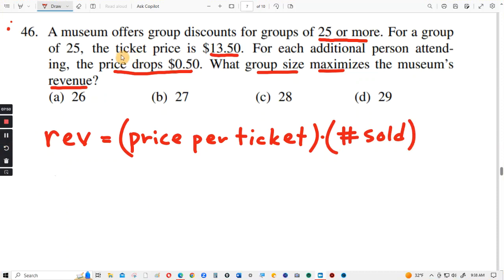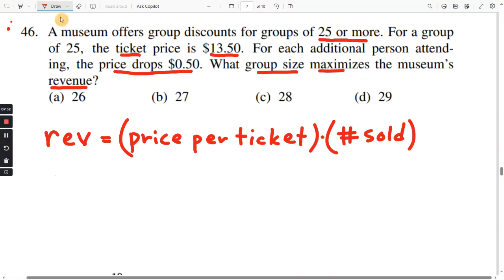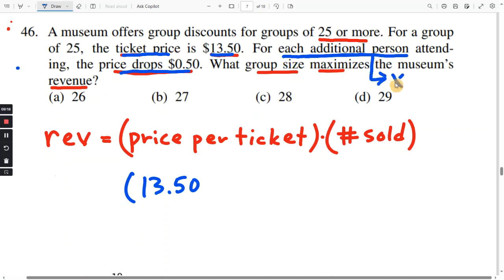All right, so it says the ticket price, I'll do it in a different color here. It says the ticket price is $13.50. So the price per ticket is going to be $13.50, but it drops for each additional person over 25. It drops by 50 cents. We're going to let each additional person equal X.